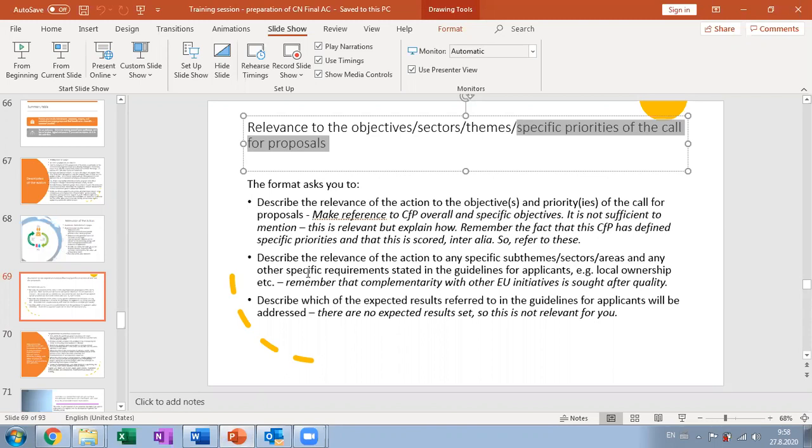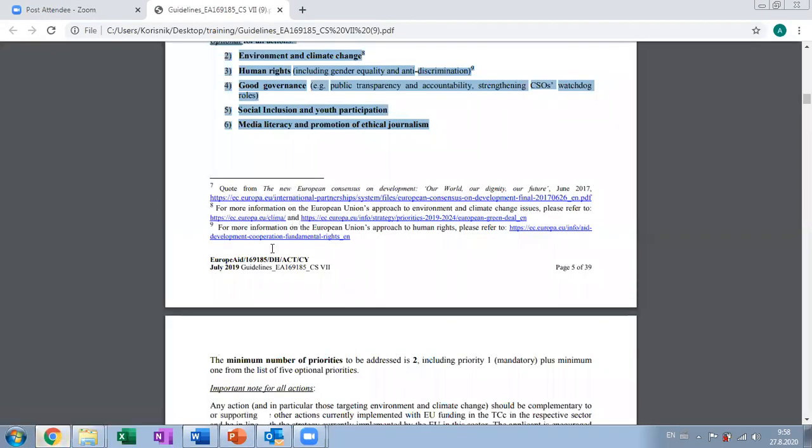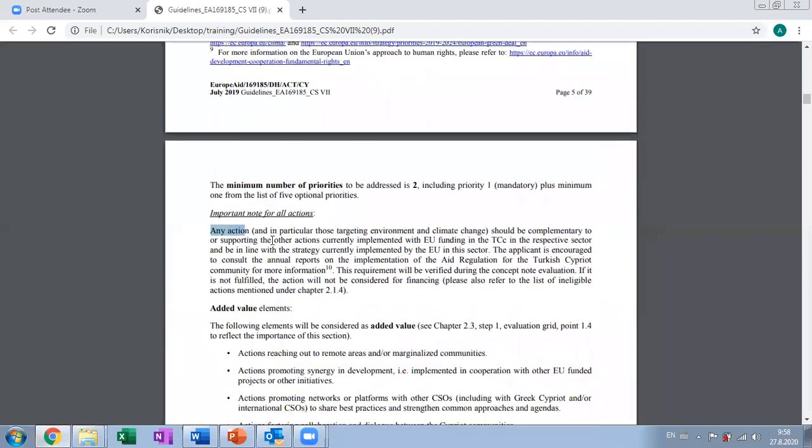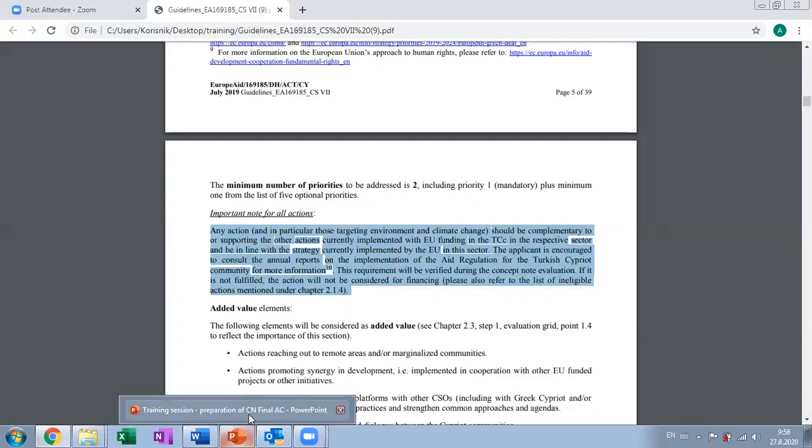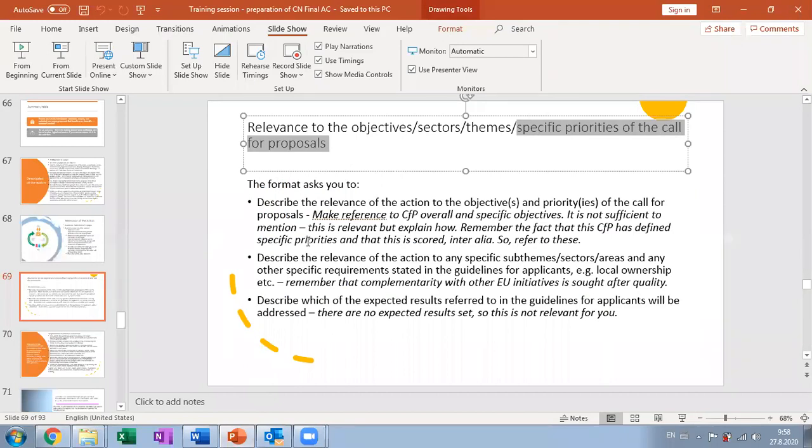Then also, you've seen in the guidelines that there is this important note on page 6. They're saying whatever is done should be complementary to other actions currently implemented with the EU. So if there is any complementarity that you've observed with other particular projects or interventions, you can mention that in this particular subsection actually.